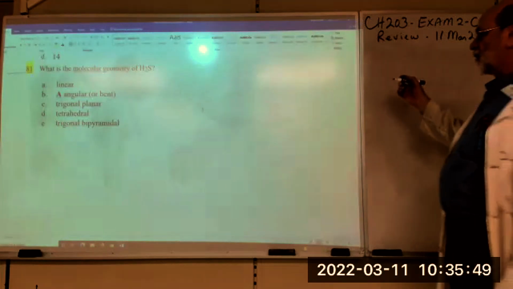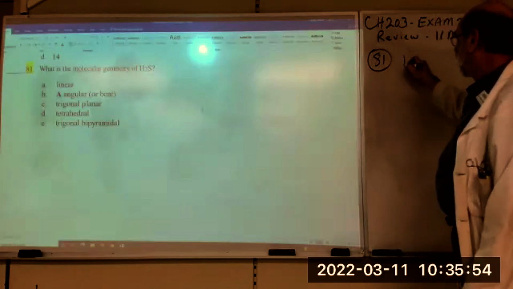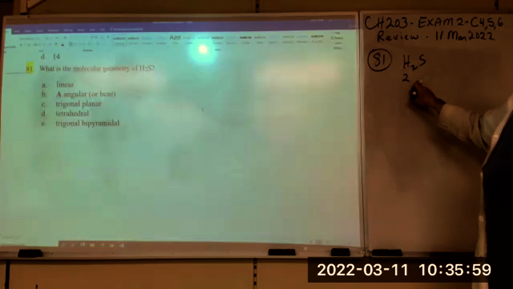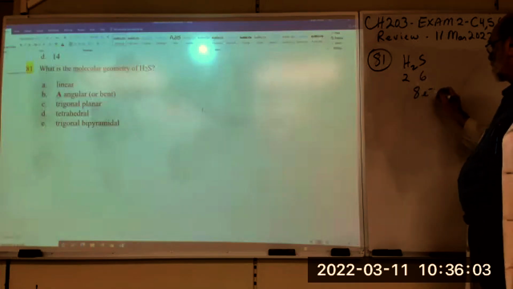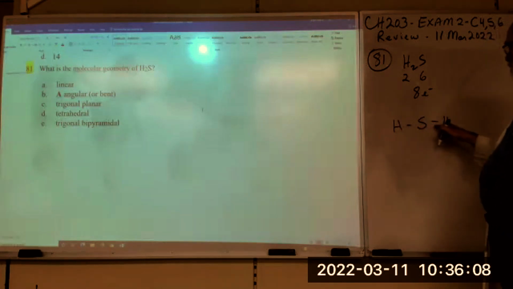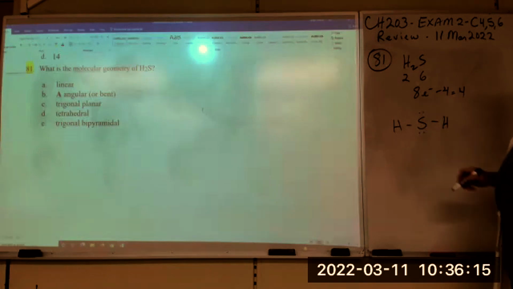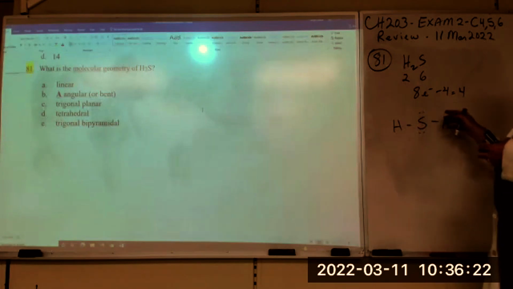What is the molecular geometry of H2S? 81. H2S. So we got 2 valence electrons here from hydrogen. Sulfur is in the oxygen group at 6. So we have 8 electrons. We have sulfur, hydrogen, 2, 4. Means we have 4 left over. Can't put any more around hydrogen, so we have 1, 2, 3, 4 on sulfur. Okay? Molecular geometry. Well, the electronic geometry, 1, 2, 3, 4, is tetrahedral.